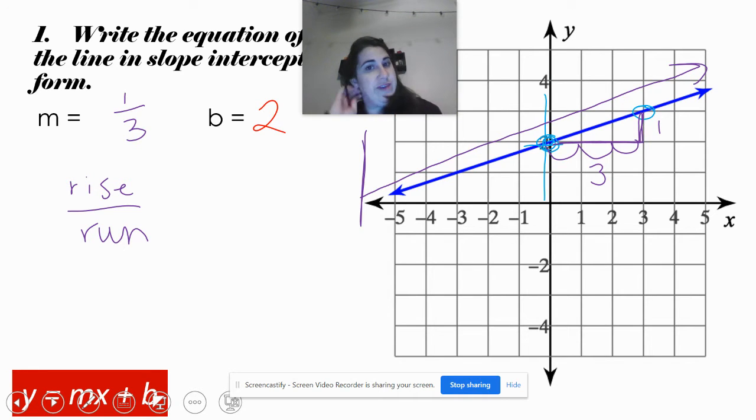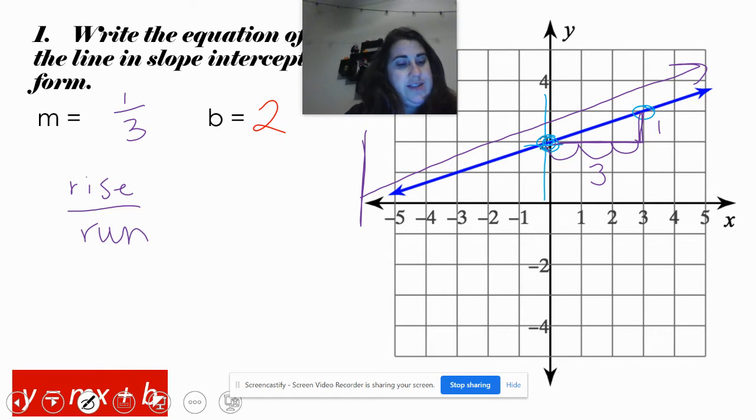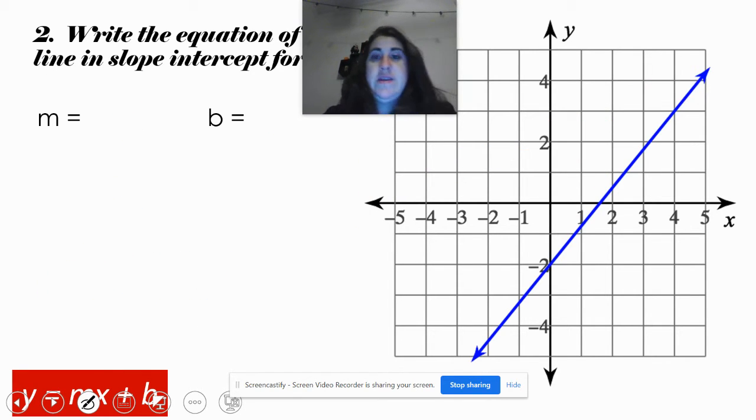So you have to be able to find slope and your y-intercept. So now my equation, if I write it like you guys can see down here with the red, y equals mx plus b, well, I'm going to put y equals, what's my m? 1/3, x plus b, what's my b? 2. And now I've just written my equation. Let's try another. Okay, shall we start with our slope this time?